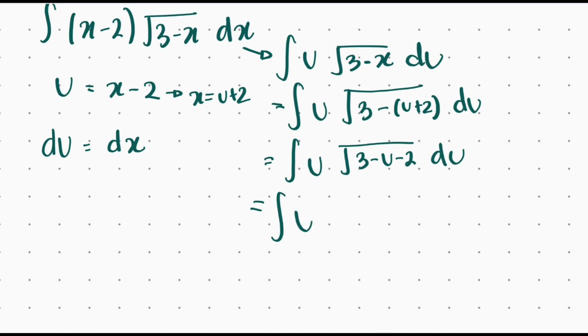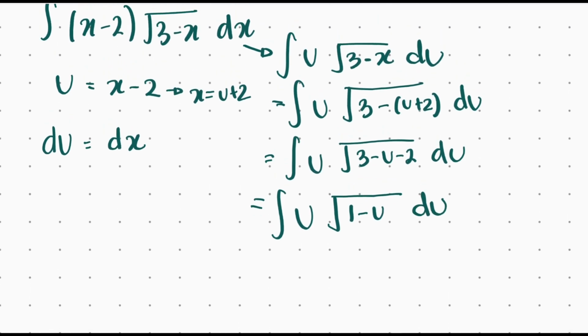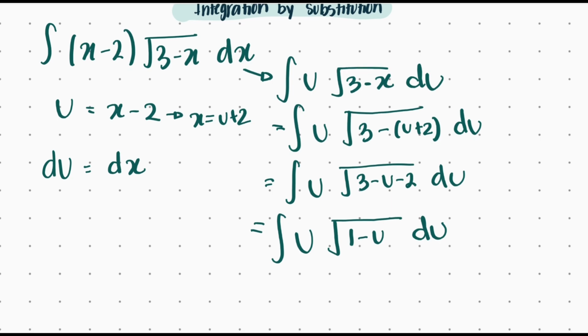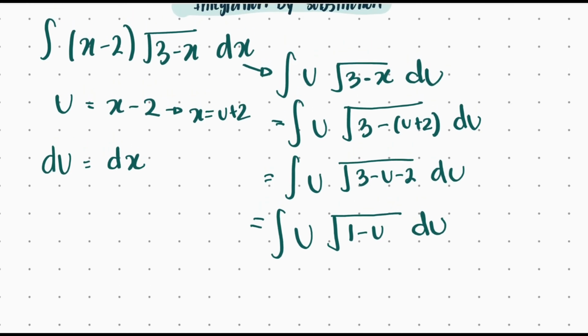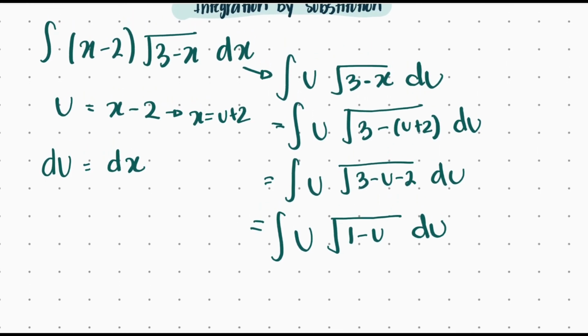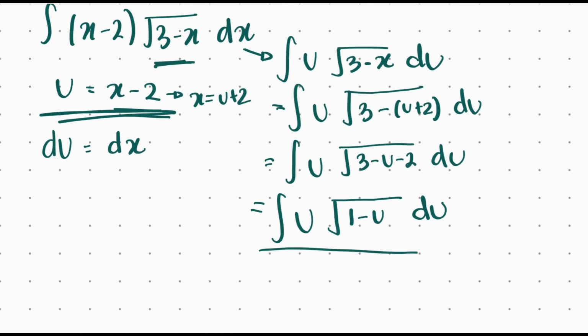This is simply u square root of 1 minus u du. And we see we can continue solving this, but we have to apply a little bit of the chain rule and a bunch of other formulas. So there is an actual easier approach to do this, and that is changing the value of u to 3 minus x. So this would work, but I'm just going to give you guys an alternative solution.